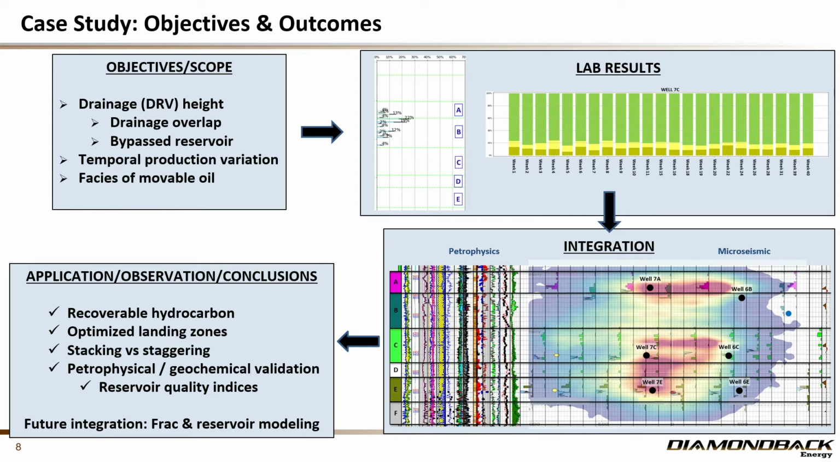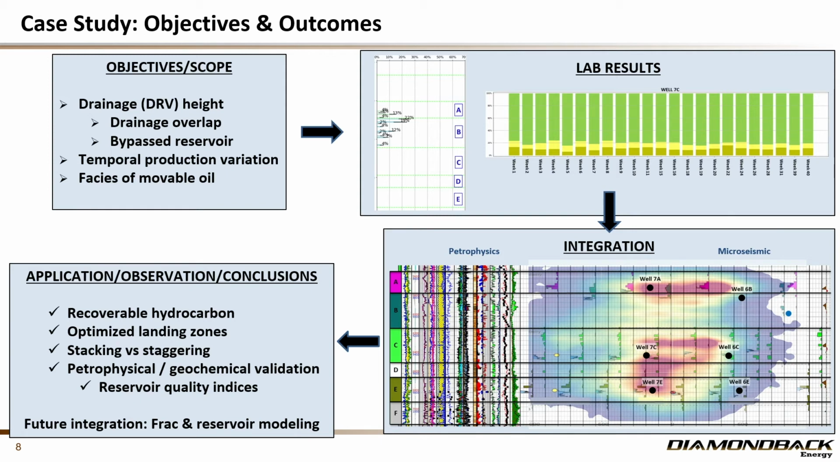So some of the initial questions that we had for RevoChem were, what are our overall drainage heights for each target interval? Do we have drainage overlap by having targets too close together and therefore competing for similar reservoir? Conversely, have we bypassed some reservoir by putting some targets too far apart? What's the temporal production variation in terms of gross height and the facies within the productive intervals? And to that point, what facies are the significant contributors?